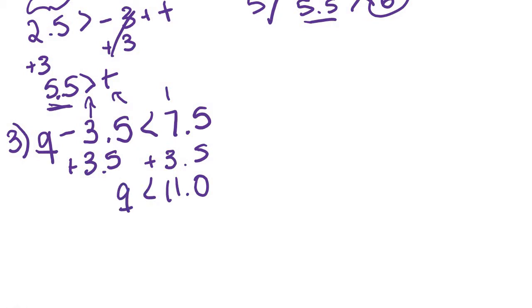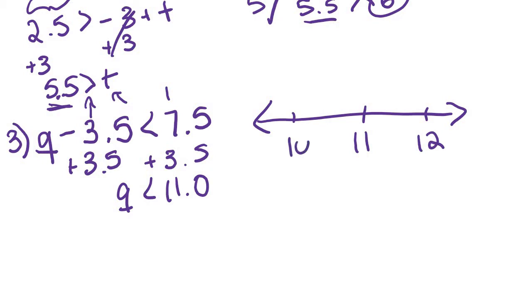All right, now we're going to graph our solution. So our endpoint is 11. Over here is 12, and over here is 10. That is a less than, so it doesn't have an equal sign. So is it going to be an open circle or a closed circle? Open. It does not include the 11.